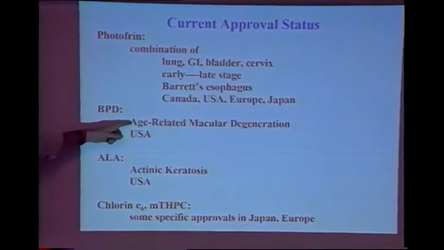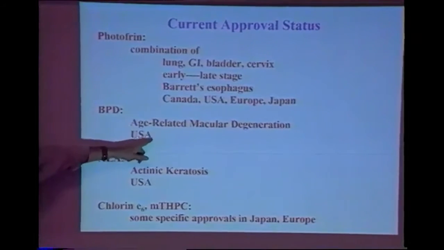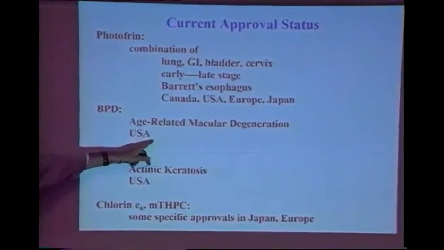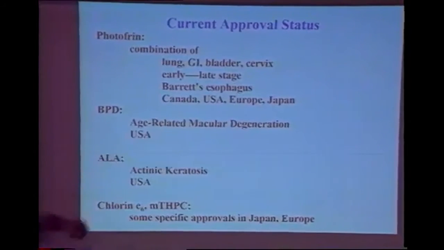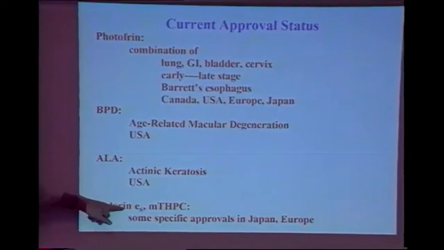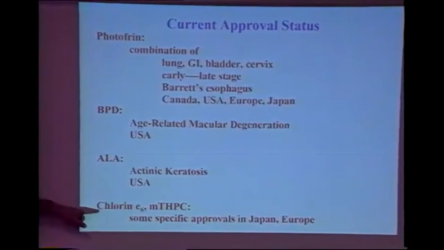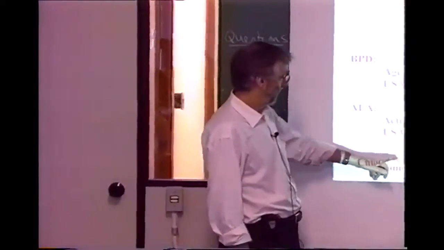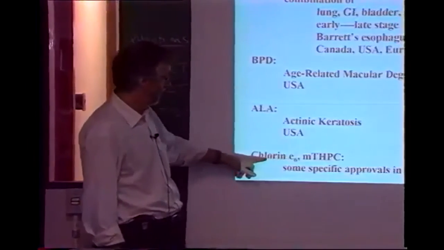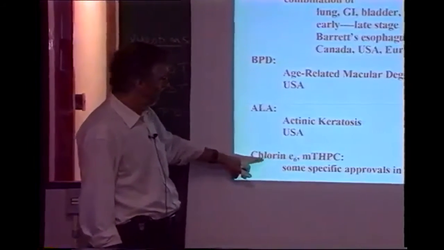BPD is approved for age-related macular degeneration. Actually, this should now include other countries also. It's approved in Europe, in Canada, and in many countries in the world. Chlorin E6 was a drug that originally came out of Japan, and it has an approval in Japan. It's currently the drug that's being used by the company in Seattle.